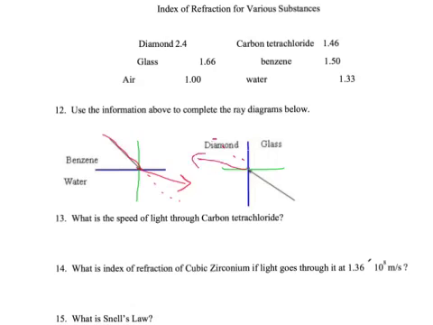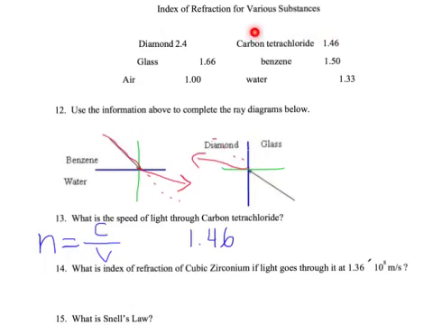Now number 13 says, what is the speed of light in carbon tetrachloride? Carbon tetrachloride has an index of refraction of 1.46. If you'll recall, the index of refraction is the speed of light in a vacuum, represented by c, divided by the speed of light in that particular substance. So in this case, carbon tetrachloride is 1.46.